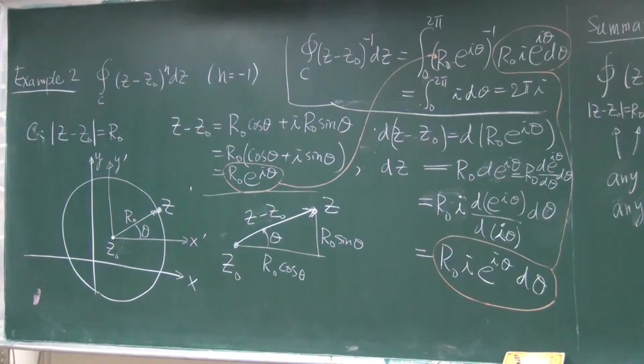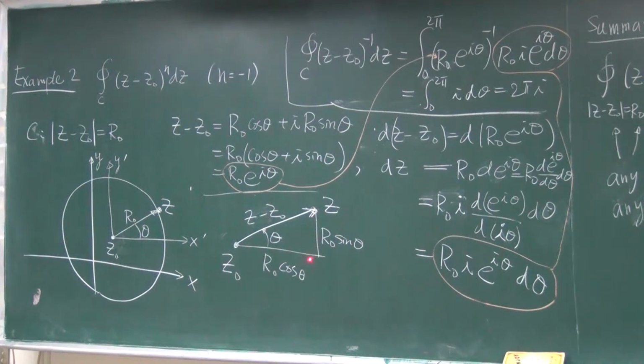Okay, let me explain the details step by step. Here again, we draw the circle like this, and this is the center, and this is the radius. And we try to define a local coordinate with the origin located at z0. And then we define the angle theta like this. And then we have the triangular relation. We draw the triangle out here to make it more clear.